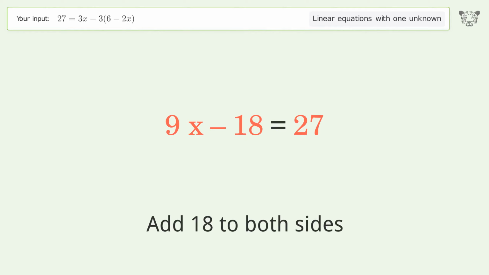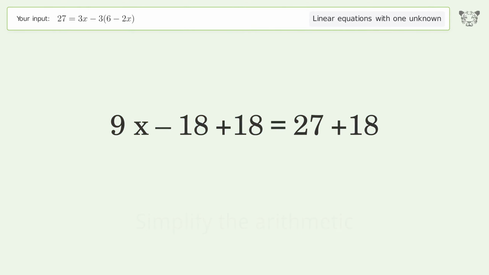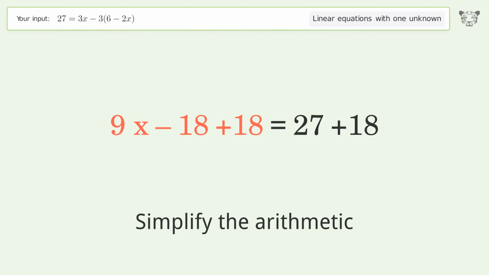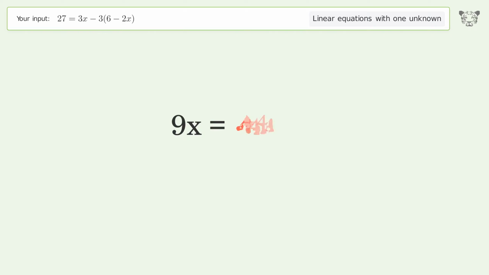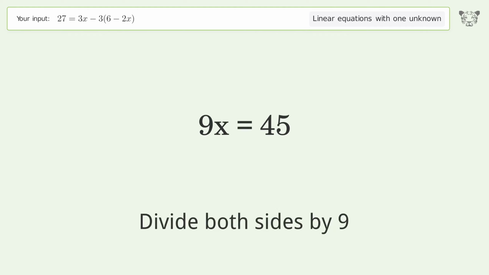Add 18 to both sides. Simplify the arithmetic. Isolate the x. Divide both sides by 9.